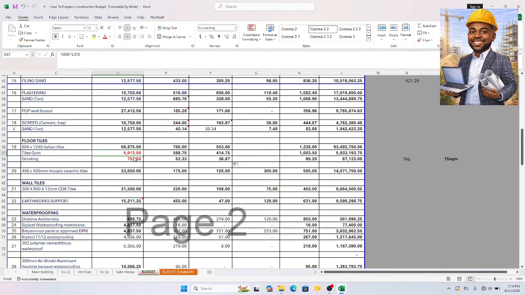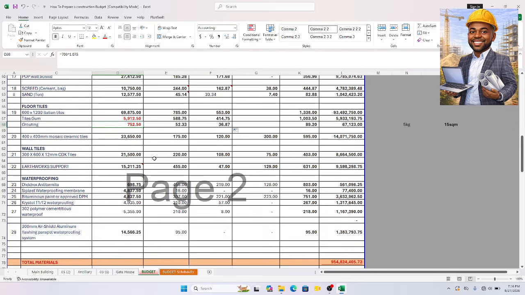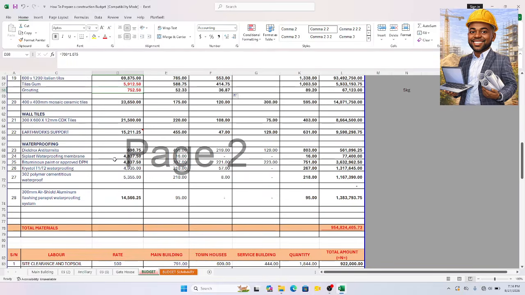All right. The same thing goes for ceramic wall tiles. I'm not treating that. The same thing goes for wall tiles. You have the tiles, you have the tile gum, and you have the grouting also.